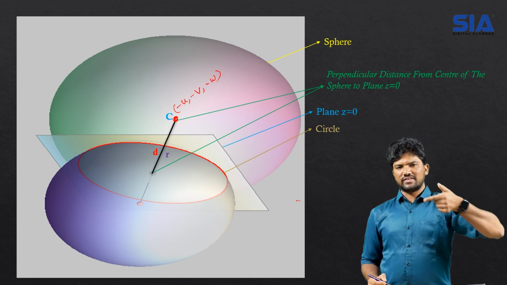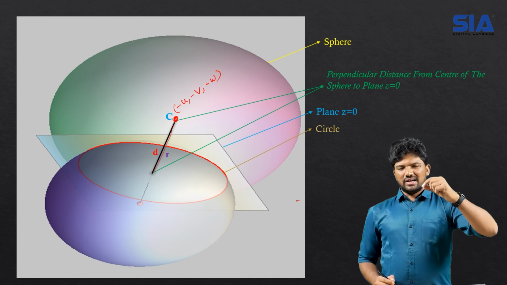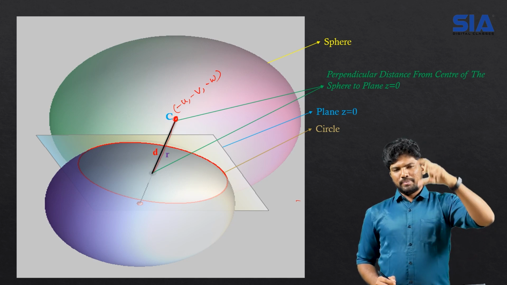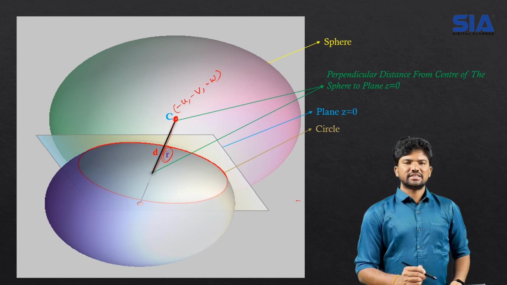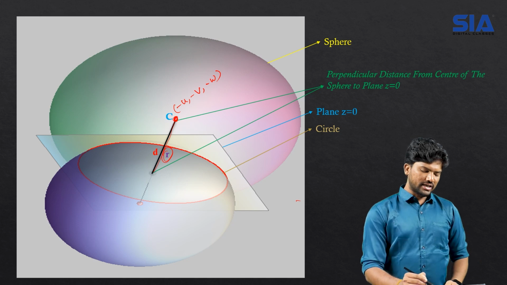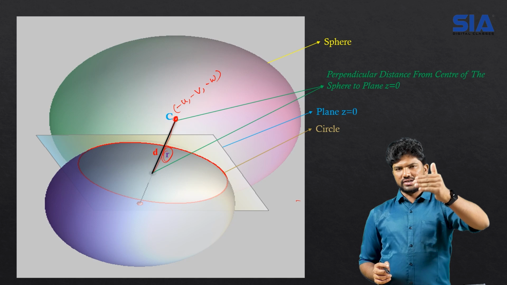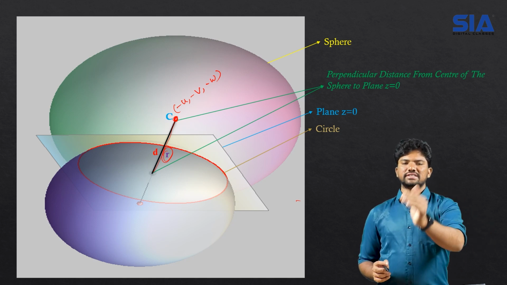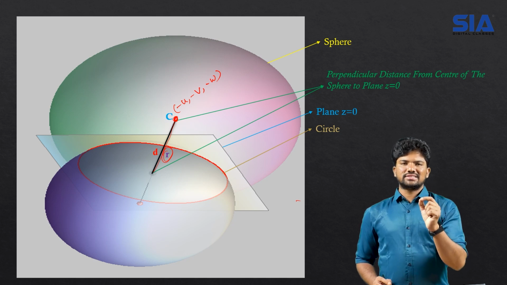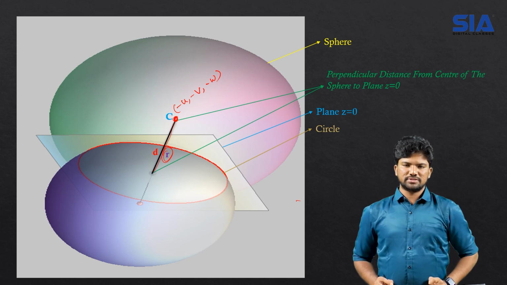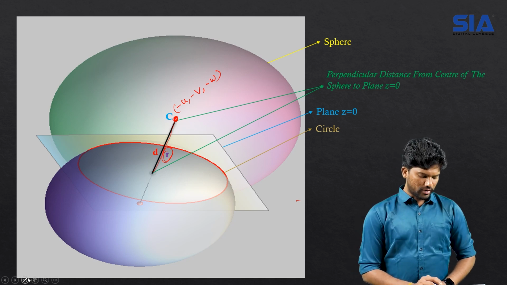From the center of the sphere to the touching point of the plane and sphere, that we can take as the radius of the sphere. That radius here we are taking as the perpendicular distance. If the perpendicular distance from the center to that plane is equal to the radius of the sphere, then automatically that plane z will become the tangent plane to the sphere. So this is the diagrammatic representation of the given problem.